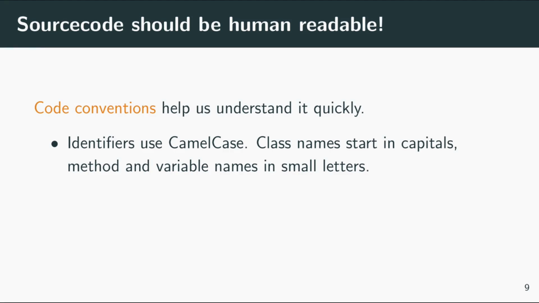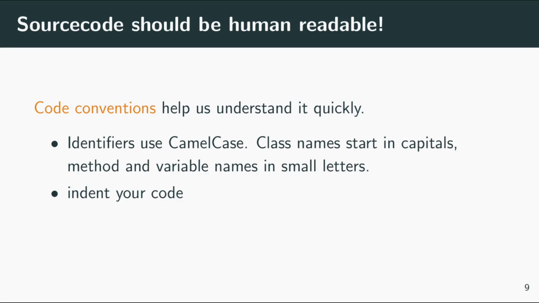Now, source code should be human readable. That's the whole point of it. Otherwise we could directly manipulate bytecode that is executable by the computer. And since it should be human readable, we should follow a bunch of conventions that help us humans understand it quickly and better. So the first such convention is identifier names should use camel case, meaning if they are consisting of several words directly one after another, then the first letter of each new word is capital, and we don't have any spaces in between. The names of classes are by convention capitalized, and the names of methods and variable names start in small letters.